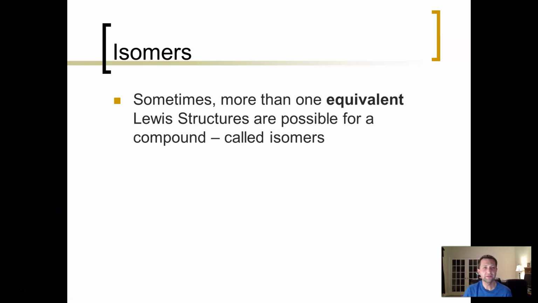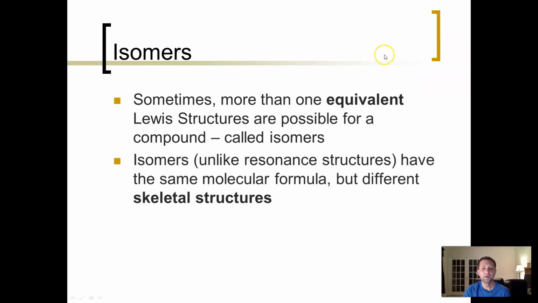What we're going to do right now is take a look at something called isomers, and this will try to help us wrap up Unit 1 here. It's not too long of a lesson, but it's a good way to tie some things together and wrap things up. So sometimes you can have more than one equivalent Lewis structure that's possible for a compound. So that's what an isomer is.